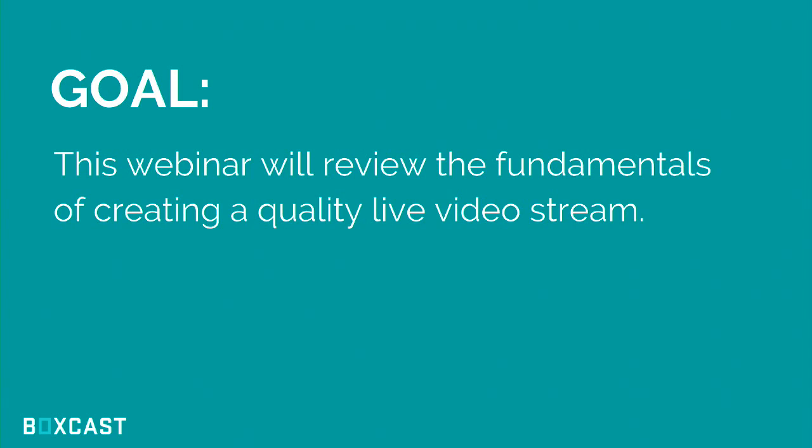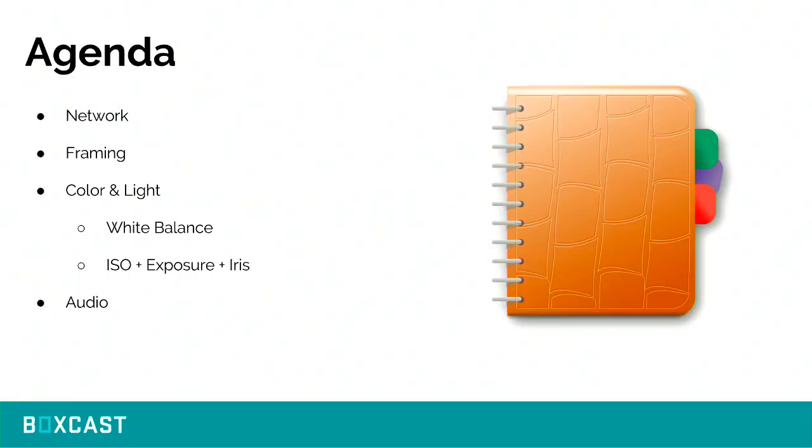Yeah. So we'll hop into the agenda here. And we're going to be going over kind of a wide array of stuff today. Everything from making sure you have a good network connection to making sure you're framing your shots right and everything aesthetically looks good. And then we'll hop into color and light, and that's stuff that happens in the camera. So white balance, ISO, iris, exposure. And then we'll discuss a little bit of audio today too, because we think it's just as important.